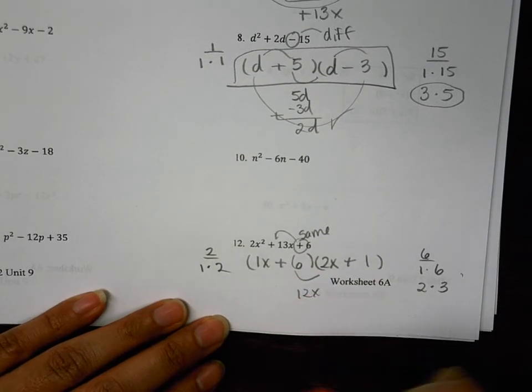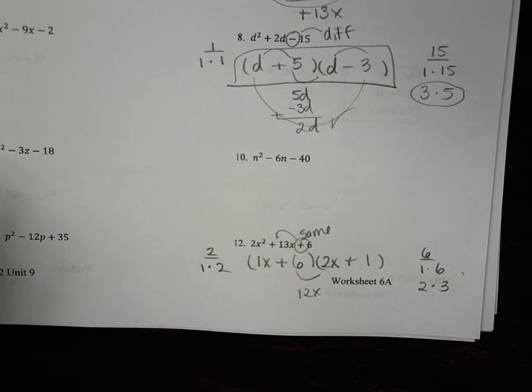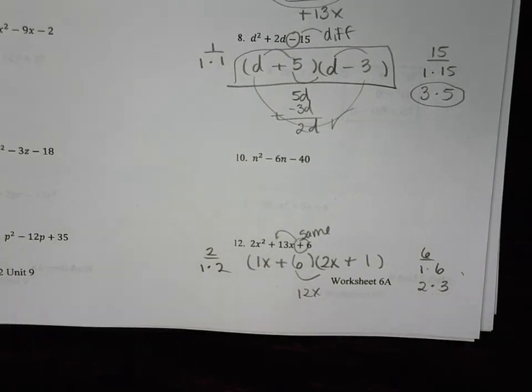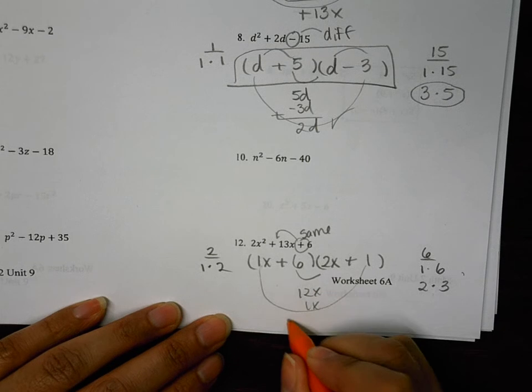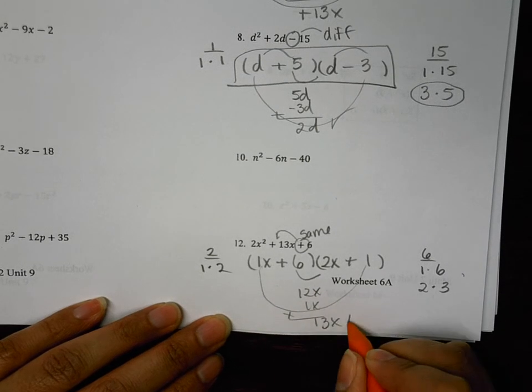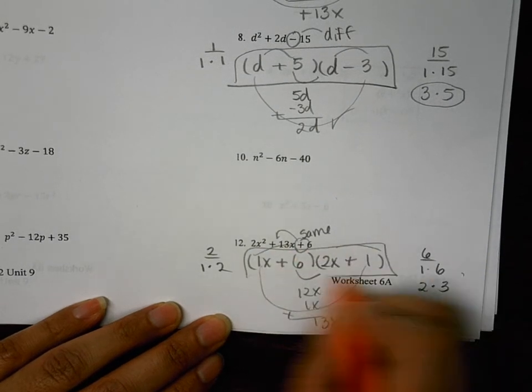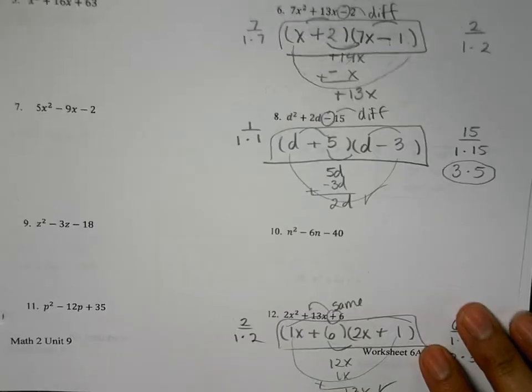What does the inside give me? 12x. Do any of you feel like you're already guessing a little quicker, just in those few that we've done? Yeah. Like you're seeing the 6 times 2 is 12. Okay, 1 times x is 1x. Does that add up to the middle number? Yes. All right. Questions?